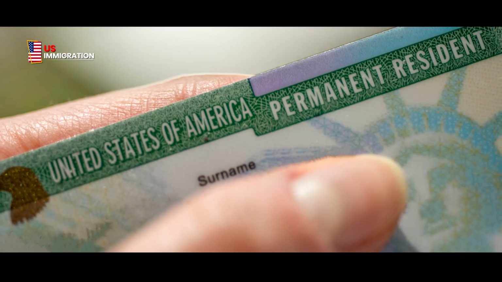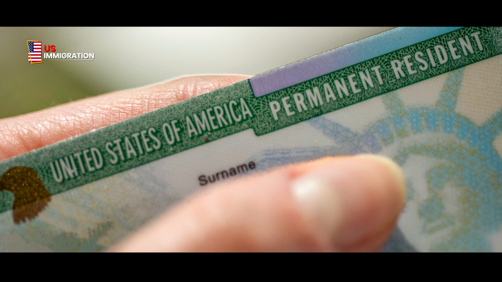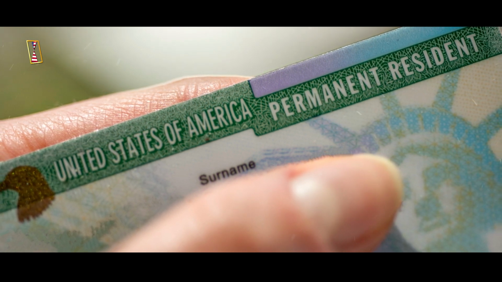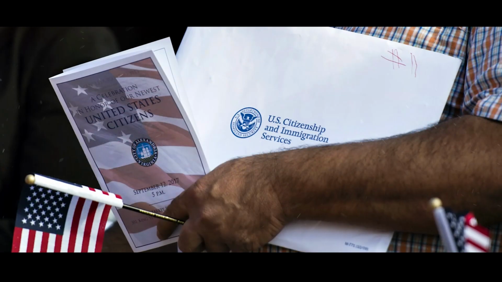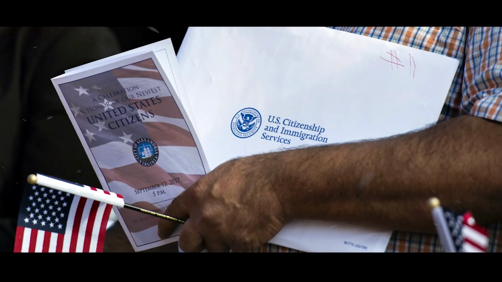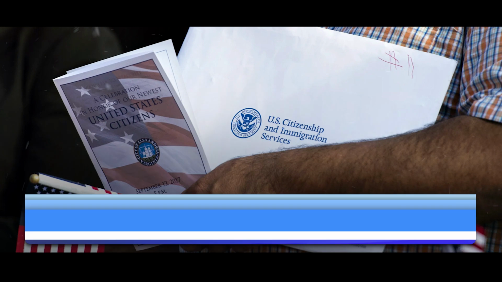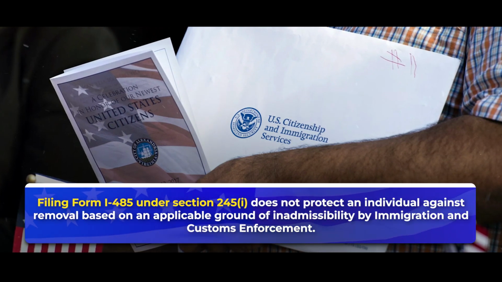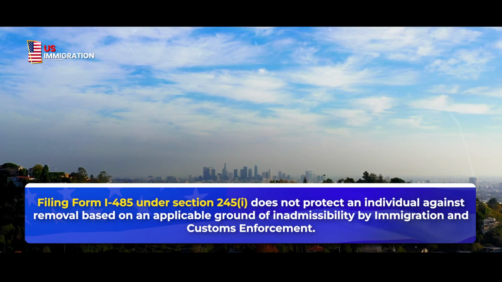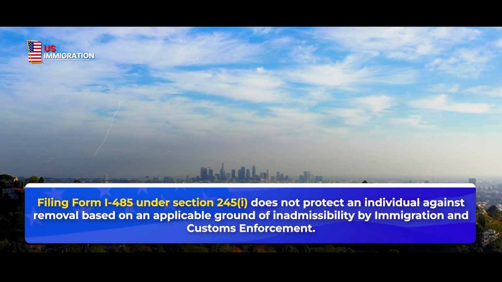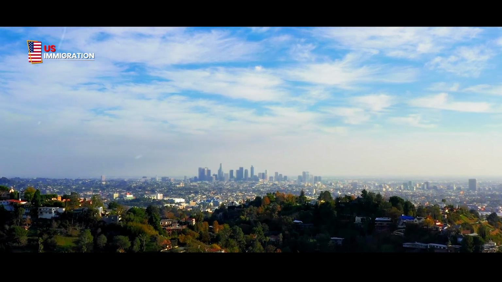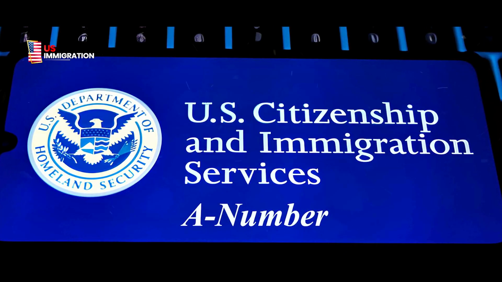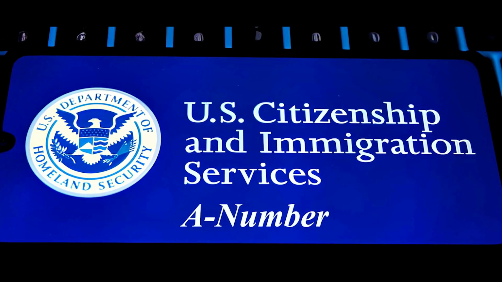Furthermore, a United States employer who files a labor certification or Form I-140 with an unauthorized individual as beneficiary will be subject to sanctions if they are discovered to be knowingly employing that individual before adjustment of status or USCIS granting work authorization. Filing Form I-485 under Section 245I does not protect an individual against removal based on an applicable ground of inadmissibility by Immigration and Customs Enforcement. Once the individual files Form I-485, they become eligible for work authorization and may work if they apply for and obtain an employment authorization document.